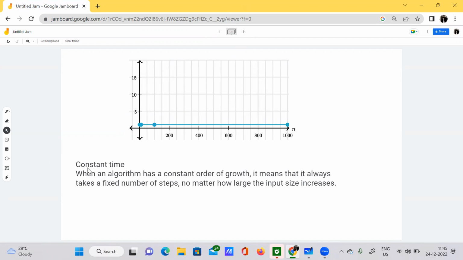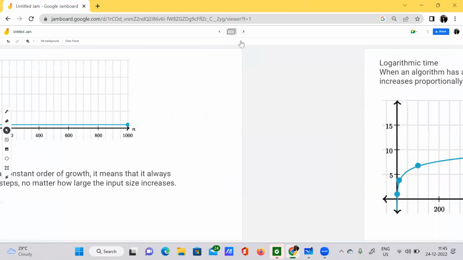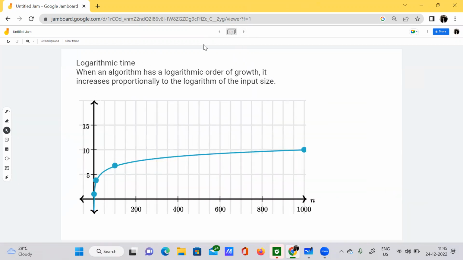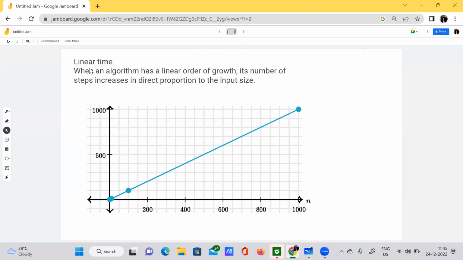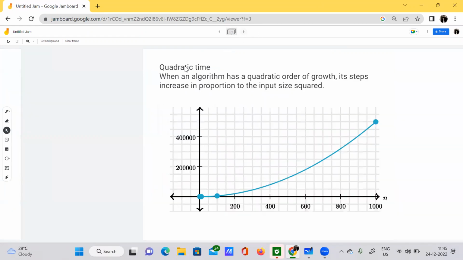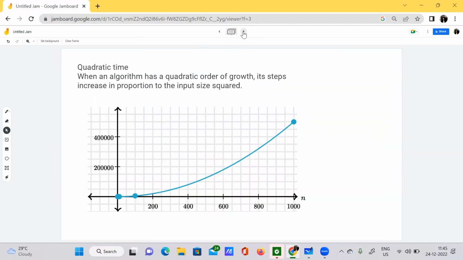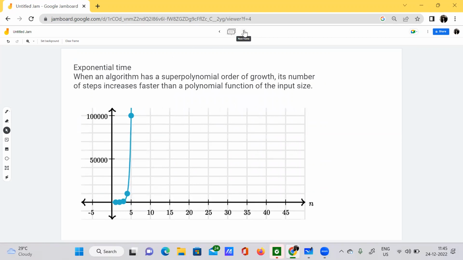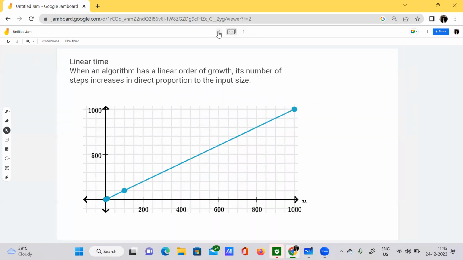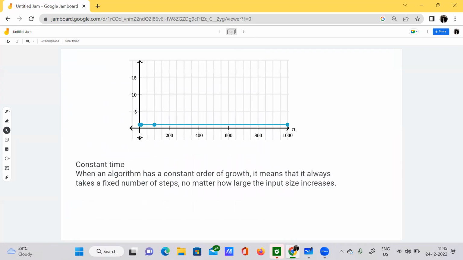So this would be the constant order of growth, and this would be the logarithmic order of growth. This would be the linear time order of growth. This would be the quadratic order of growth. This is the exponential order of growth, right? So I'll explain each one of those. Just have a look.